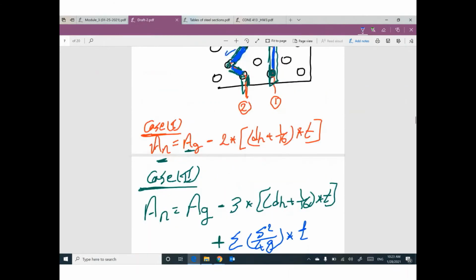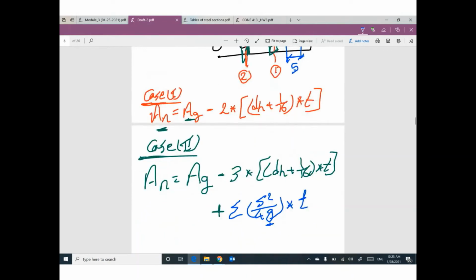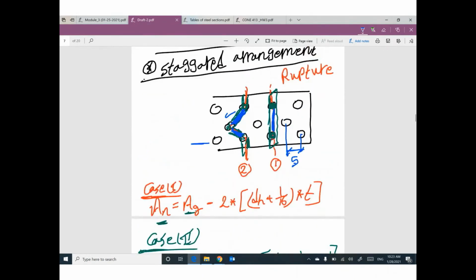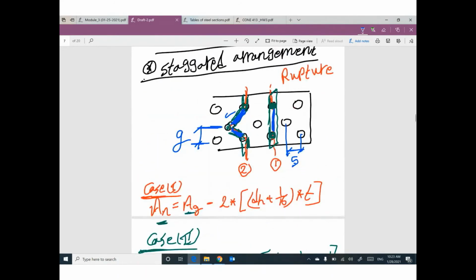What is the s? Spacing between bolts. What is the g? Gauge length between this row and this row. How many inclined lines here? This line and this line, so we have 2.